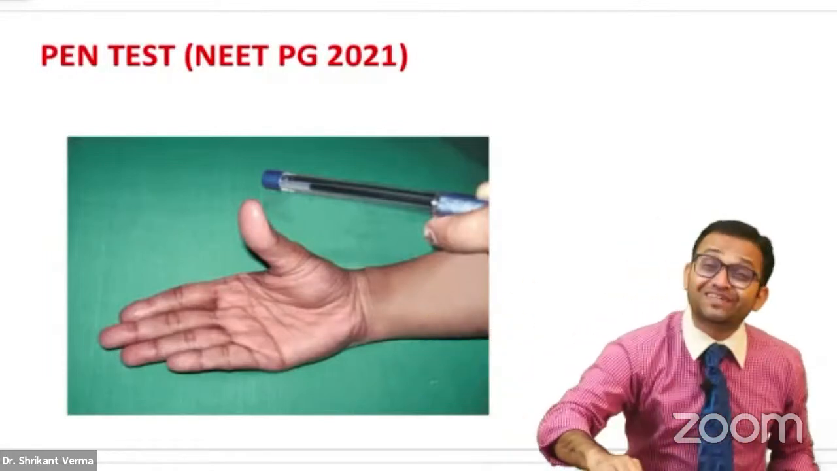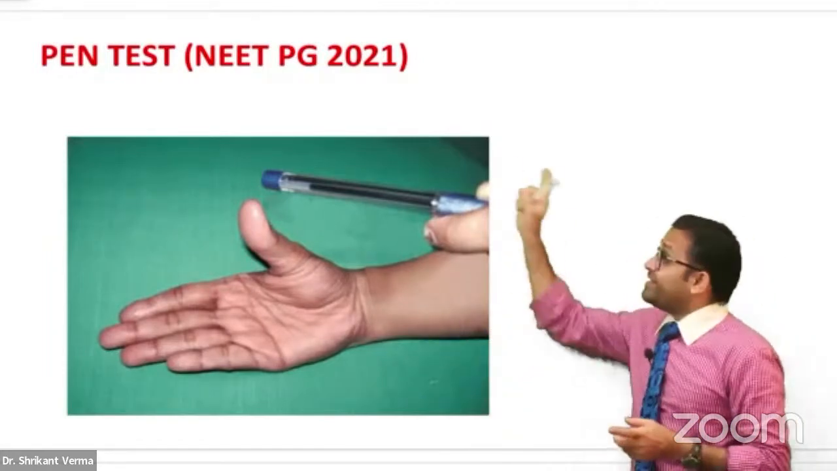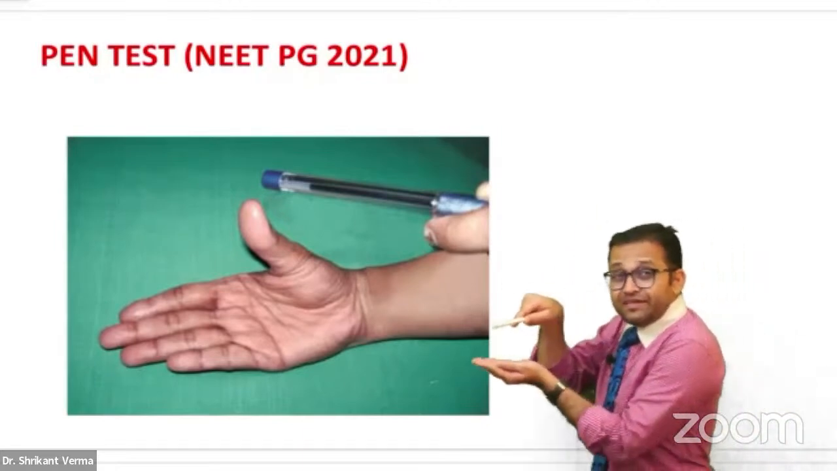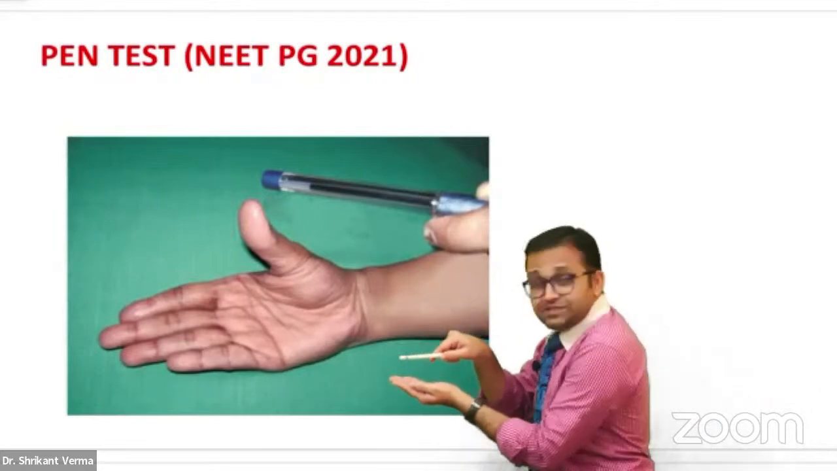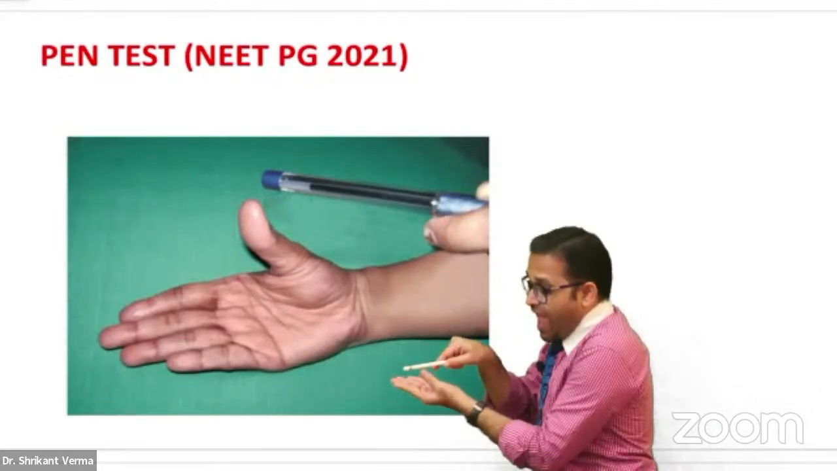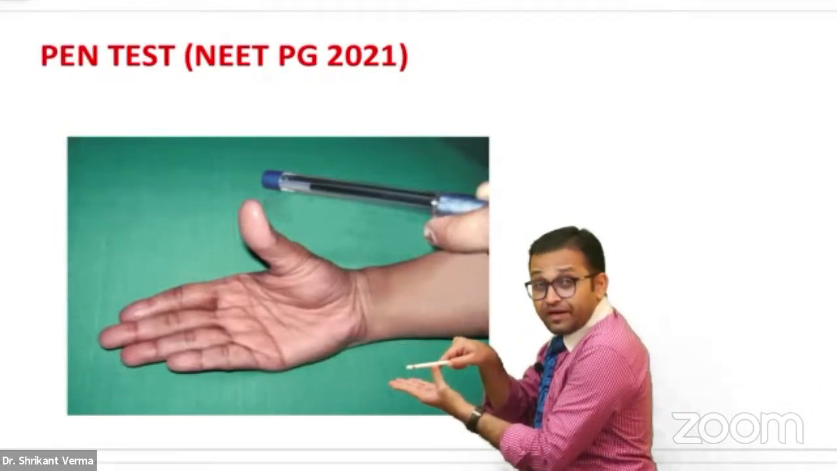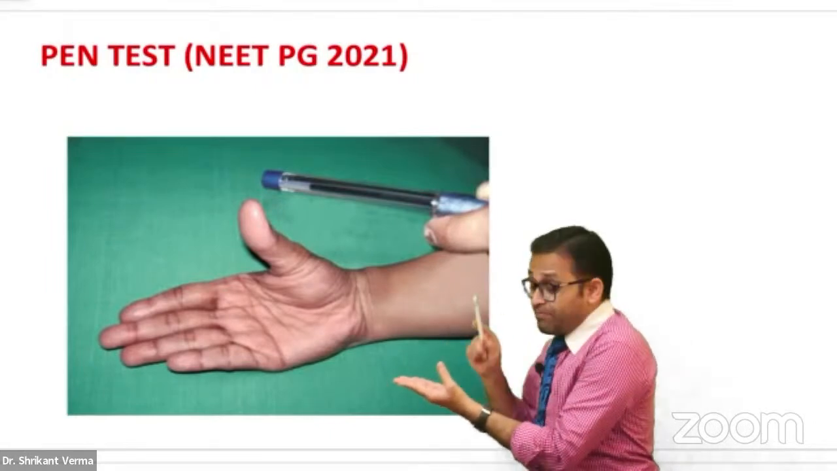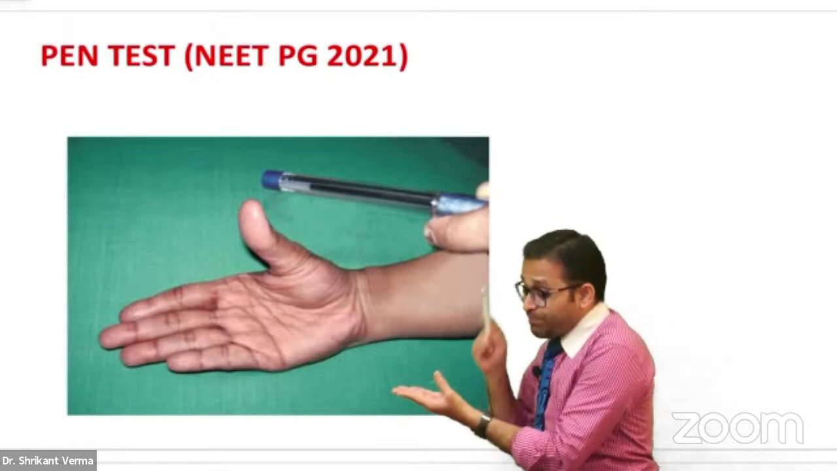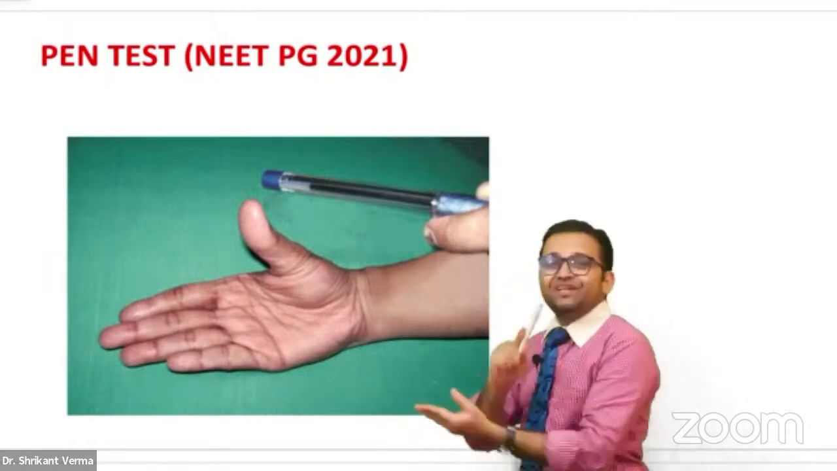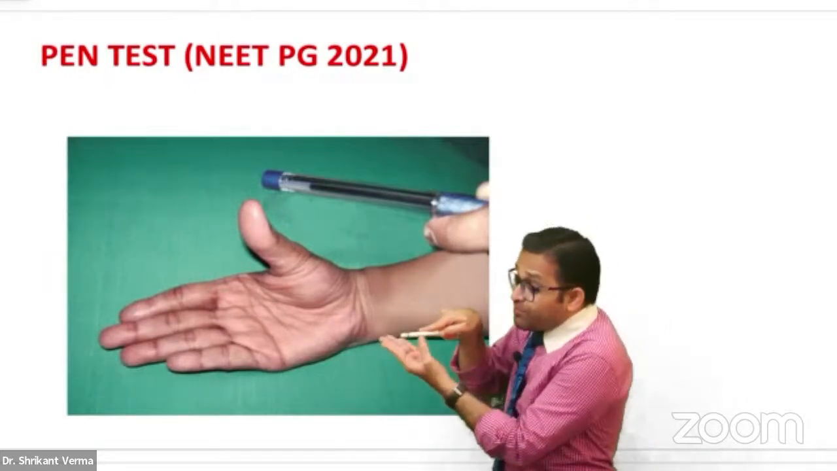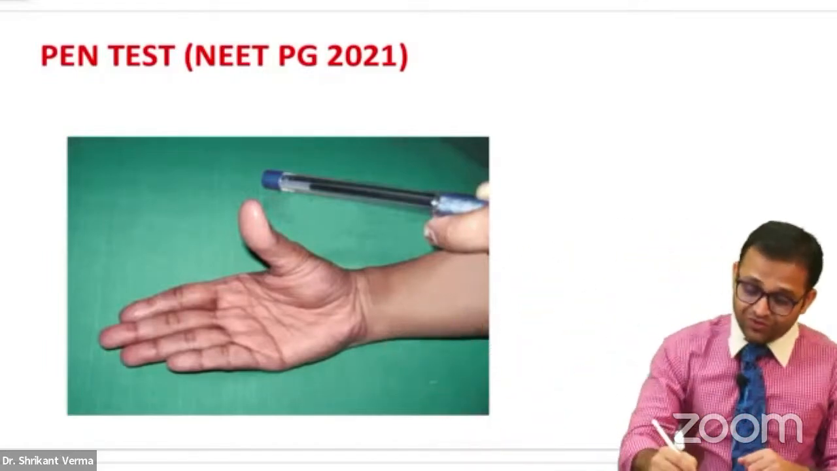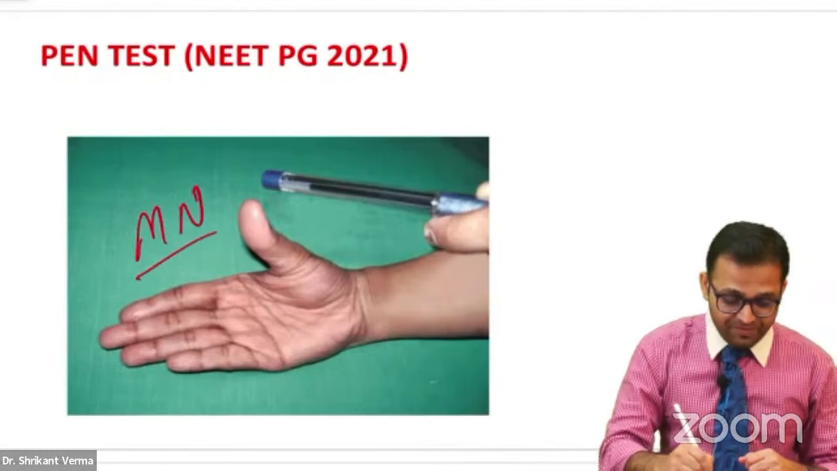Yes, how you will test the median nerve, NEET PG 2021 question. You have to ask the patient to touch the pen. In this green background I am showing you. Yes sir, the patient will abduct the thumb. Getting the point? If he is touching the pen, means proper abduction is there, means abductor pollicis brevis is okay, means median nerve is okay. But if patient is not able to touch the pen, means there is a damage in the our median nerve. So remember, it is the test for the median nerve.